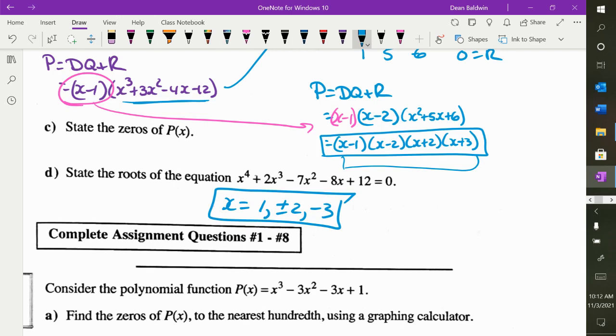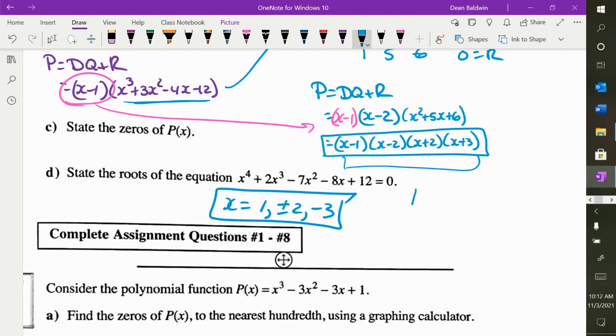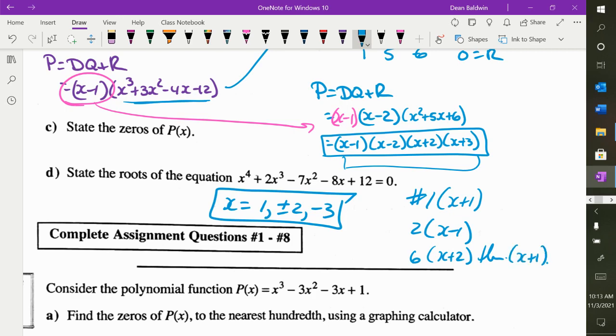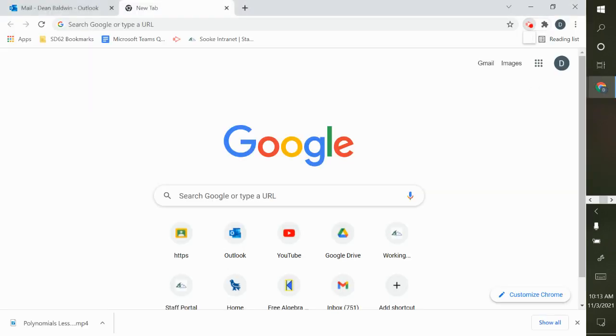Questions I would like you to do. Number 1, use x plus 1. For number 2, use x minus 1. And for number 6, use x plus 2. Then, because it's a fourth degree, x plus 1. So you have to do it twice. Let me stop this recording and then I'll say something else.